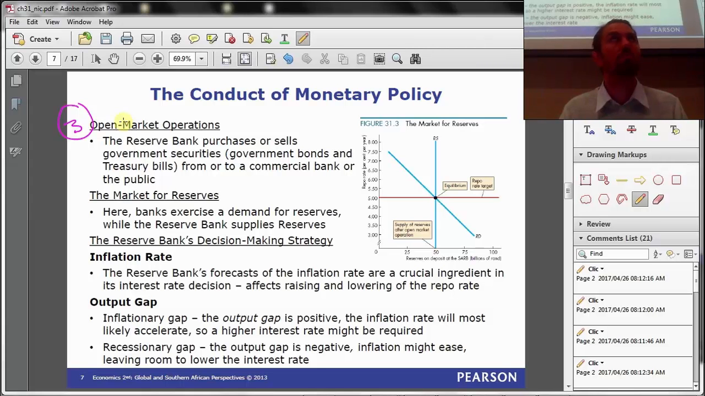So in, I think it's Switzerland, is it Switzerland or Sweden? One of those two, they've got negative interest rates at the moment. The question is, what do negative interest rates mean? Can you conduct monetary policy with negative interest rates? Well, we're finding out now, at this point, how well monetary policy works when you have negative interest rates. Okay, so open market operations is the third way, the third tool in the toolbox of the Reserve Bank for conducting monetary policy.